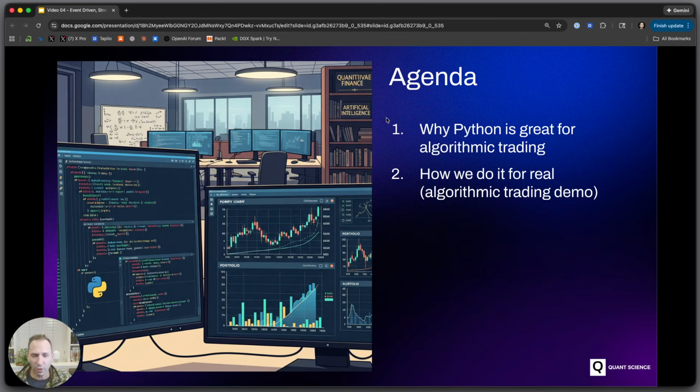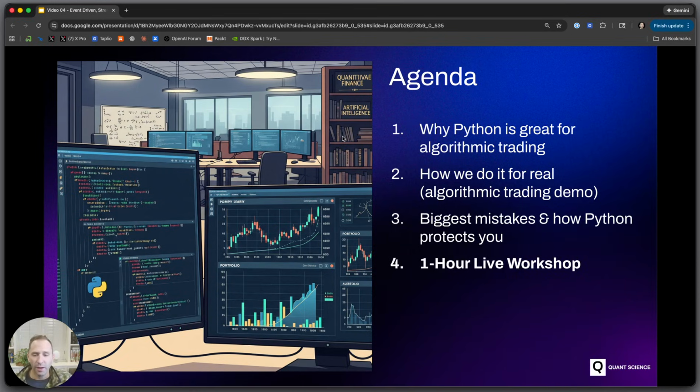We'll introduce a little bit about Quant Science. I'll talk about my background, but we're going to actually show you how we do this for real. And we're going to talk about how Python enables this type of trade, where you can't do this type of thing manually. And we're going to introduce to you a 1-hour live workshop that you can access for free. Stay tuned to the end to get the link.